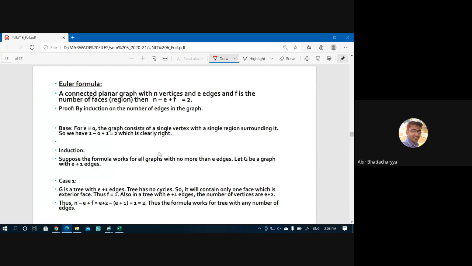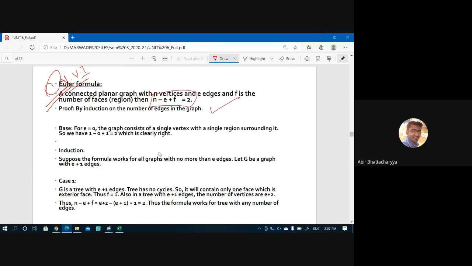Now, what is Euler's formula? This is quite important theorem. It is asked at regular intervals in your final exam. It's the most important, I must say. So the connected planar graph with n vertices, e number of edges and f number of faces has n minus e plus f equals to 2.